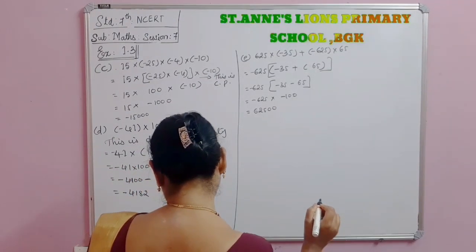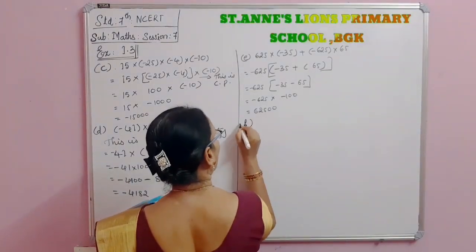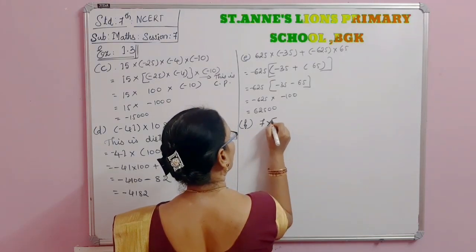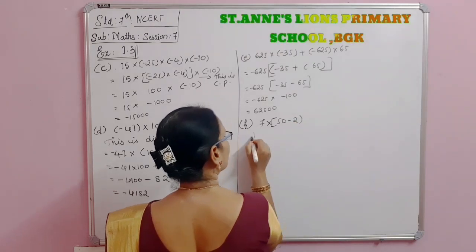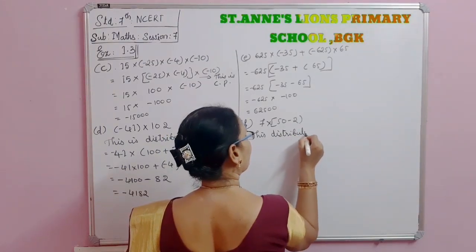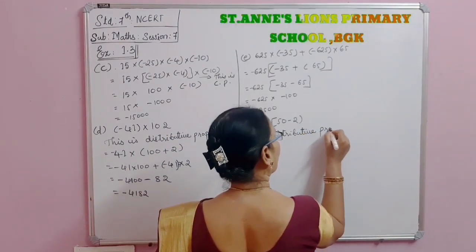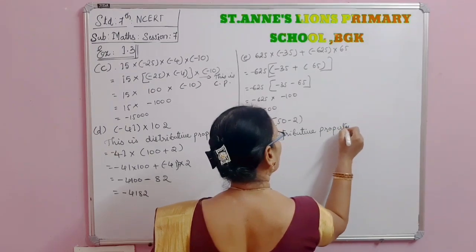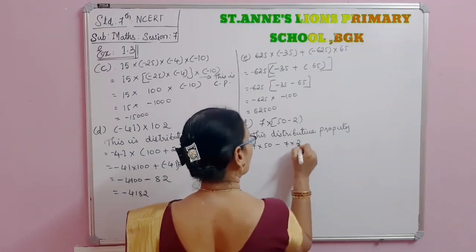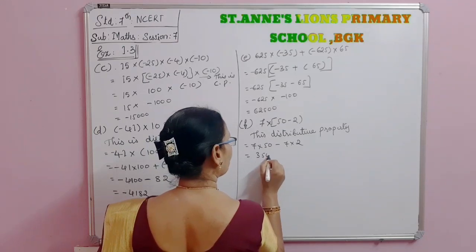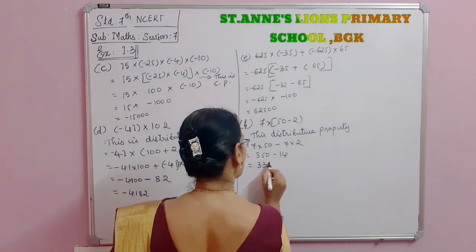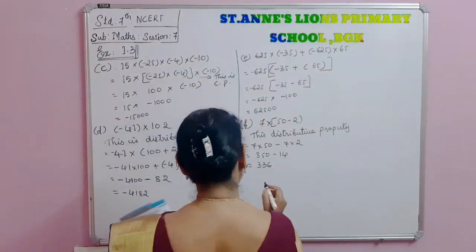Then the next one, that is F, 7 into 50 minus 2. 7 into 50 minus 2. This is distributive property. Distributive property, that is 7 into 50 minus 7 into 2, that is 350 minus 14, that is 336 is the answer.